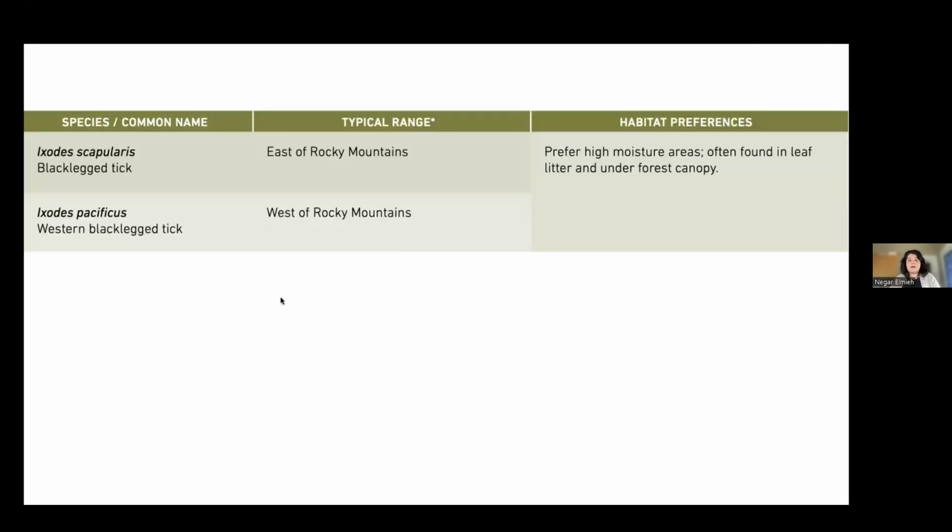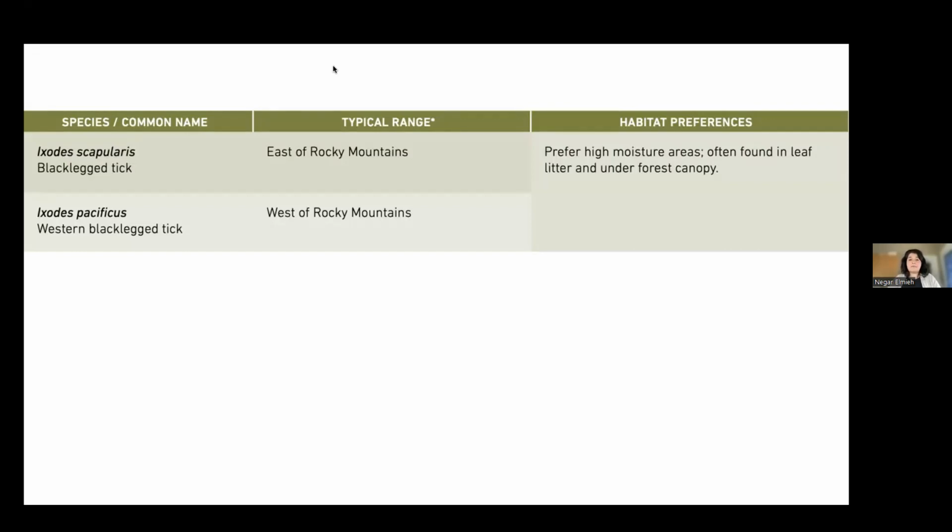So in Canada, there are over 40 tick species of concern. And the primary ones that we're concerned about in the context of risk to humans are the Ixodes scapularis and the Ixodes pacificus, otherwise known as the black-legged tick and the western black-legged tick.